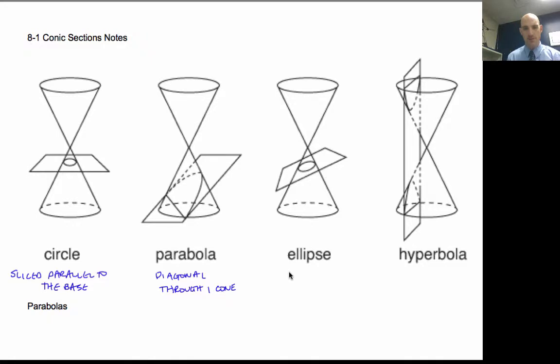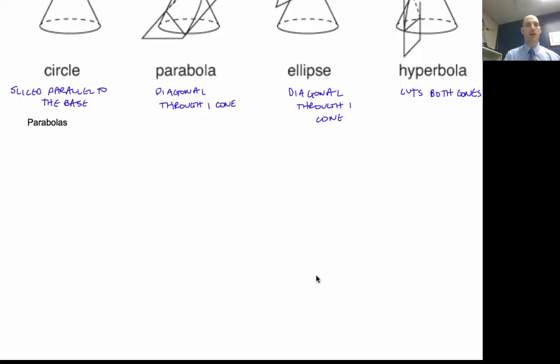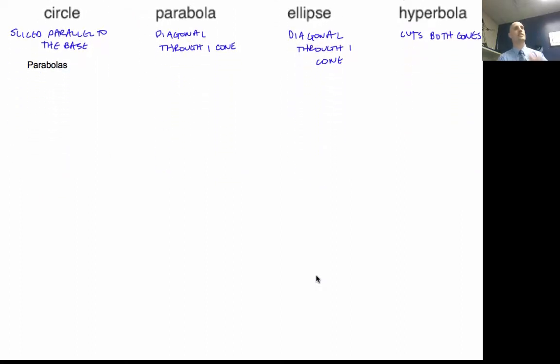An ellipse would also be diagonal through one cone. Okay, and a hyperbola cuts both cones, so that's perpendicular to the base, one or both bases. Okay, so those are the four different kinds of conic sections. We're going to start with what a parabola is. We see that it's diagonal through one of the cones and it's got to go through the base.